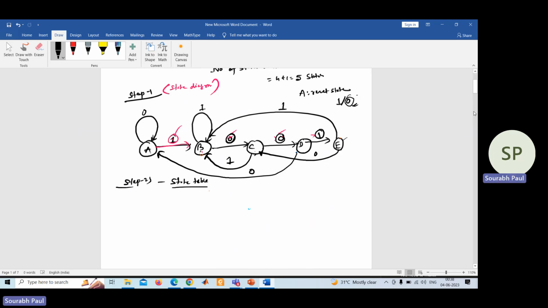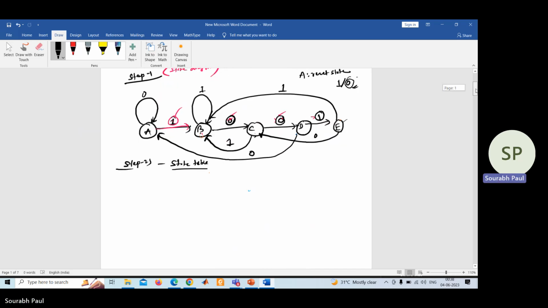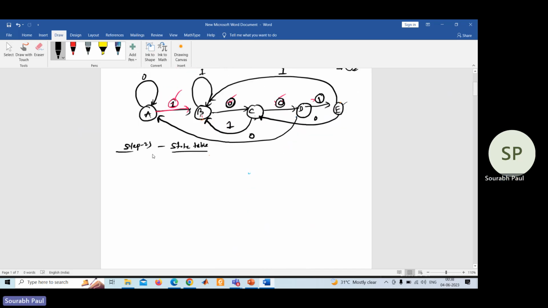Okay. Now how to make the state table? Before that, you need to understand a few things. So in the state table, what are the things that should be there? You should have present state. You should have input. You should have next state. You should have output. So for the timing, these 4 things are required. Some other things are also required that I will tell in the next step.